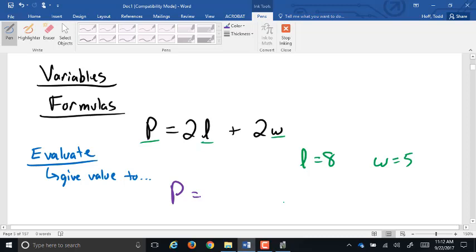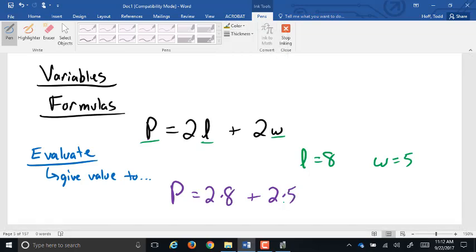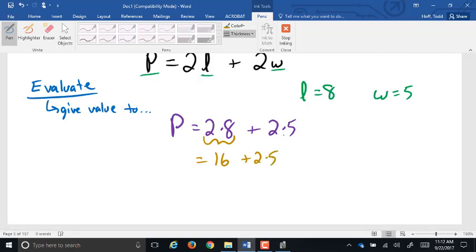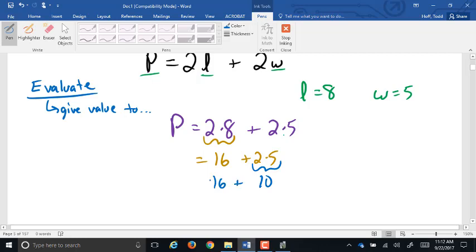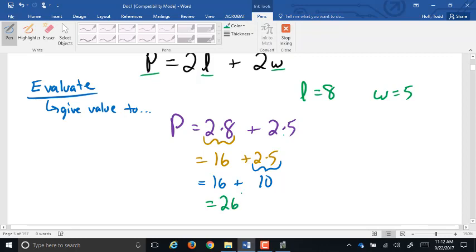2L is going to become 2 times 8, right? Plus 2W is going to become 2 times 5. And now it's just a matter of order of operations. What would we have to do first here in trying to combine those? Multiply the 2 times 8, which is 16. Then we'd multiply the 2 times 5, which is 10. And yes, we can add them together. 16 plus 10 is 26.